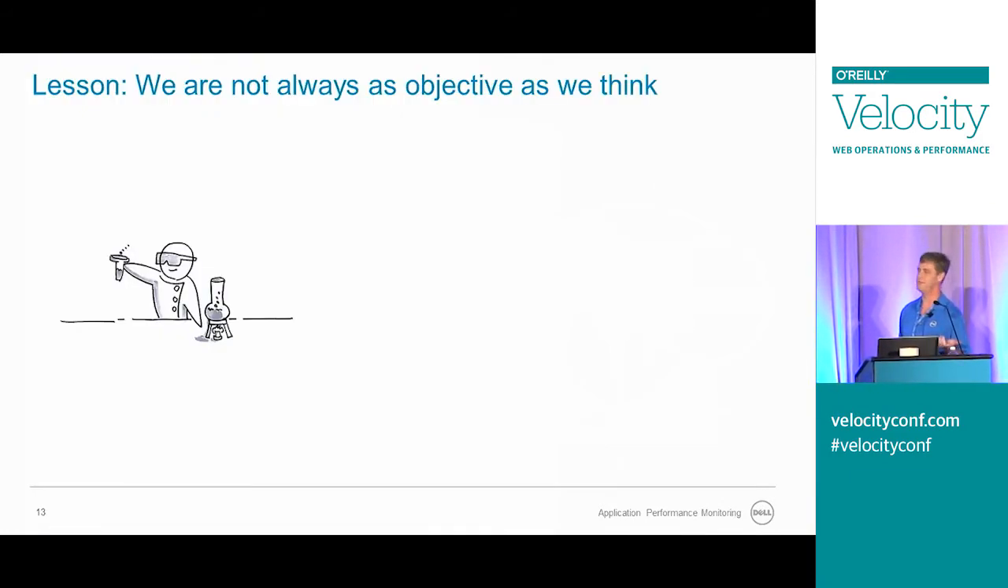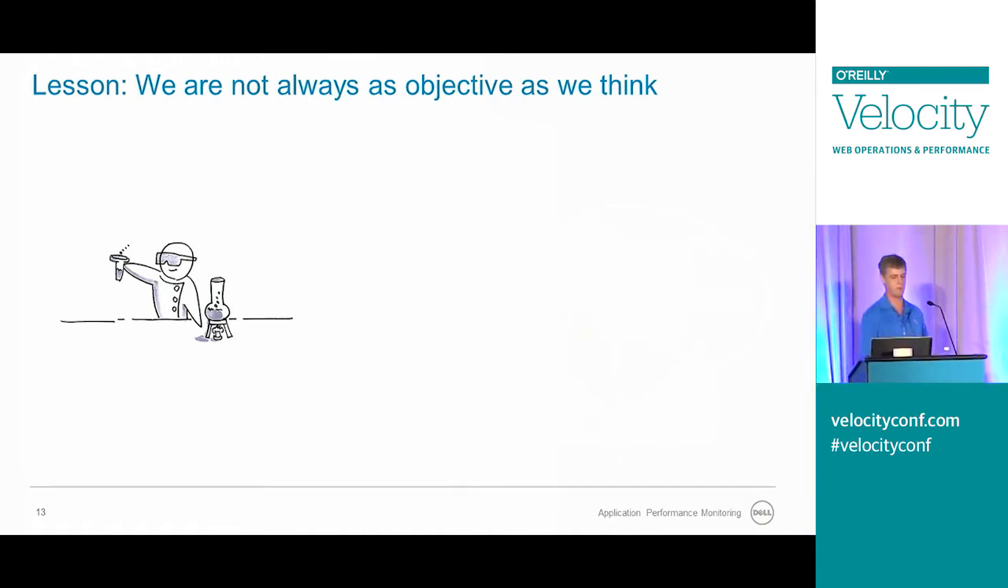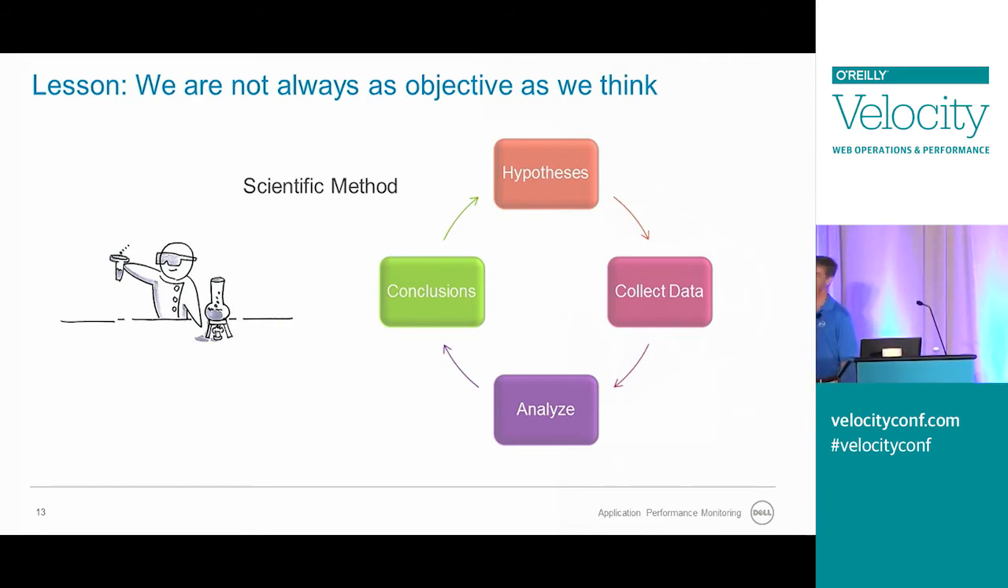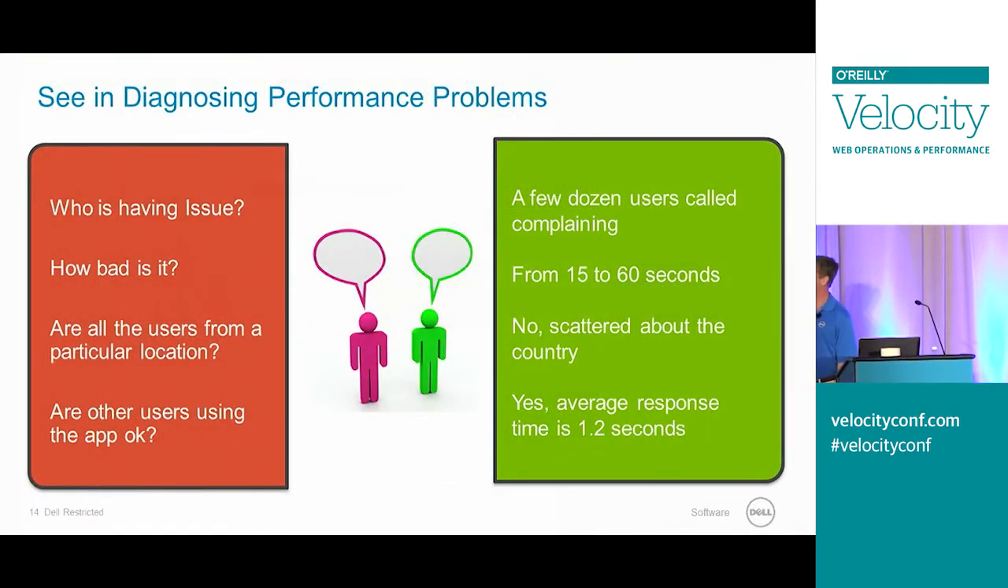So the lesson here is we're not always as objective as we think. We still have these biological brains, and we get fooled sometimes, especially on pattern recognition. So with that, maybe we need to back up just a little bit and look at the scientific method, right? We kind of all have this built into us, but sometimes we can make mistakes. So now I want to get into the performance side of things. What do we do when we're actually diagnosing performance problems?